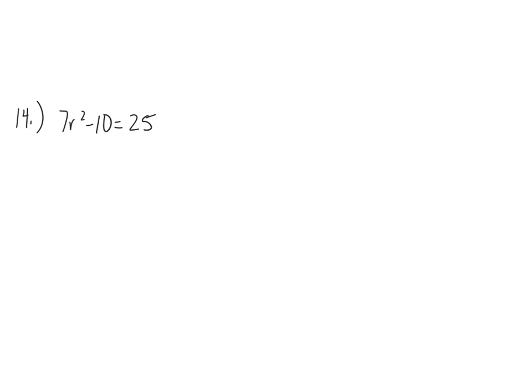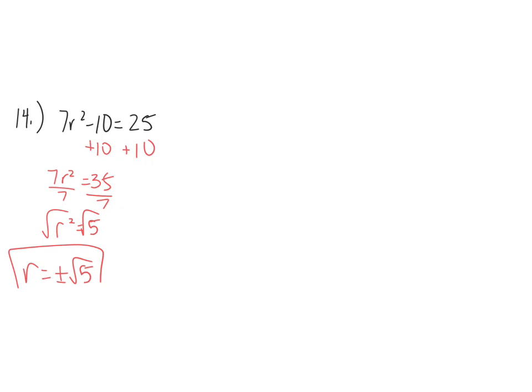Alright, 14 is Penrose backwards, so I'm going to add 10 to both sides. I'm going to get 7r squared equals 35. I have to divide by 7 before I take the square root, so I get r squared equals 5. Now I can square root both sides. The rule is whenever you square root both sides, plus or minus shows up, so that is your best answer, r equals plus or minus radical 5.